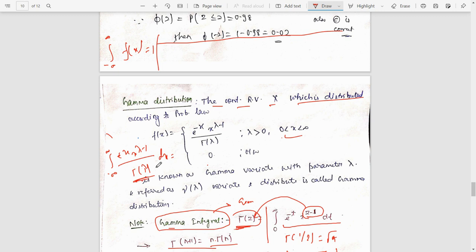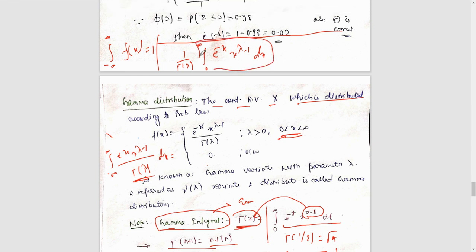Obviously gamma lambda is a constant in terms of x, so it will come out, and we have the integral of e to the power minus x, x to the power lambda minus 1 dx, with 1 by gamma lambda outside, and the range is 0 to infinity, because the density is defined between 0 and infinity. You know this integral is the gamma integral, and its value will be gamma lambda. So gamma lambda cancels and the value is 1. We are using the properties of the gamma integral here, and that's why this distribution is termed the gamma distribution. Do you have any confusion?